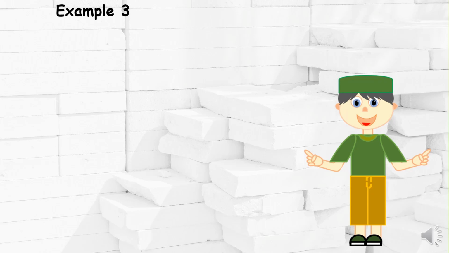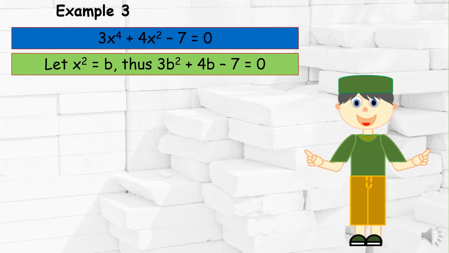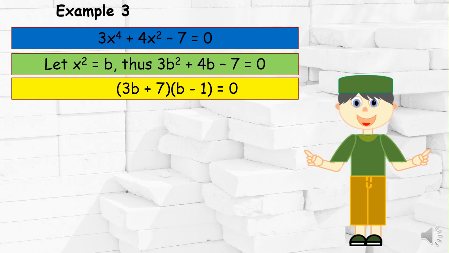Let's have example number 3. Suppose we have 3x⁴ + 4x² - 7 = 0. First, let x² = b. Thus, 3b² + 4b - 7 = 0. Solving the quadratic equation, we have (3b + 7)(b - 1) = 0.